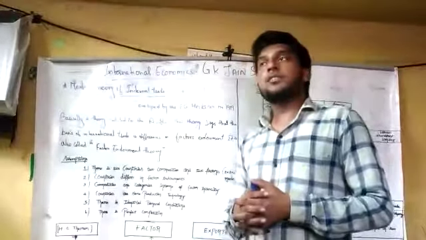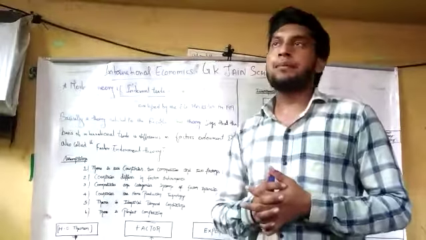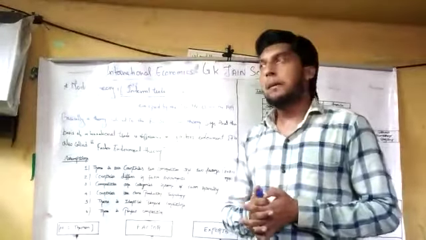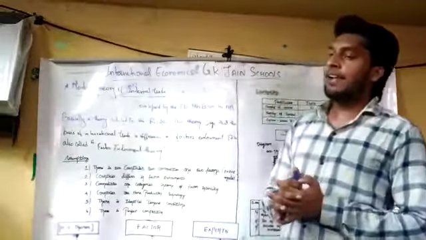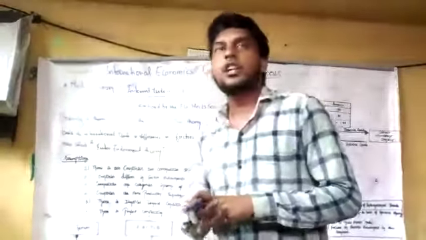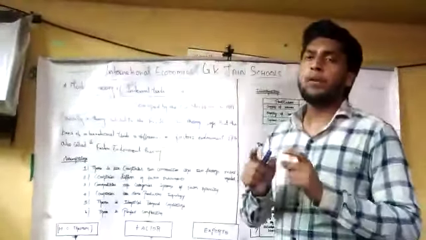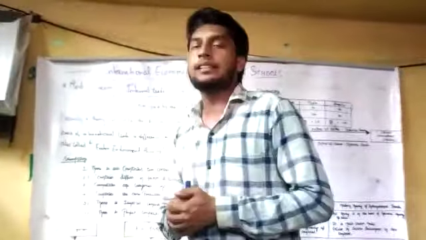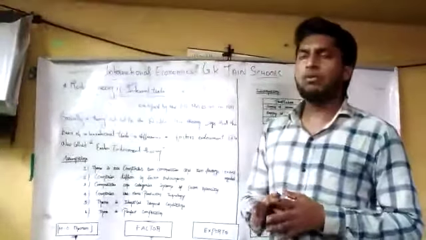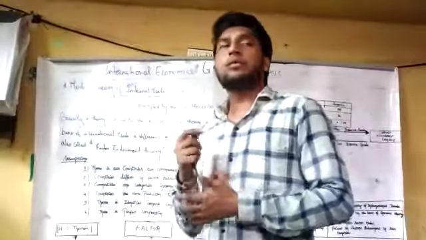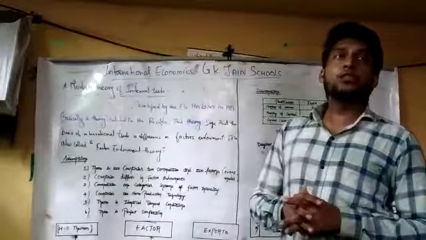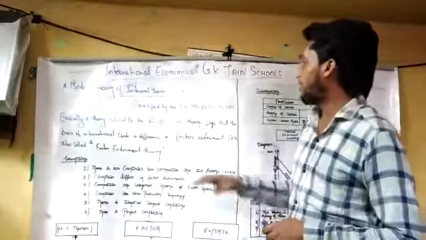We have the factors of production like land, labor, capital and organization in every business, in every field. But when you talk about international trade or international economics, the most important factor of production considered here is labor. That is what Ricardo's theory, the classical theory, says. Today we are going to see the modern theory of international trade.